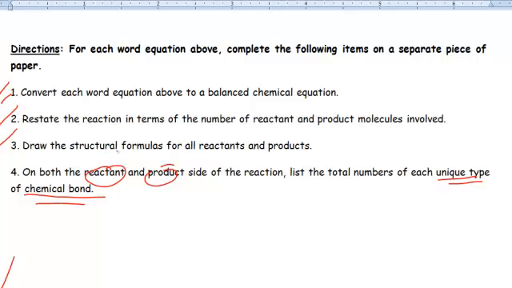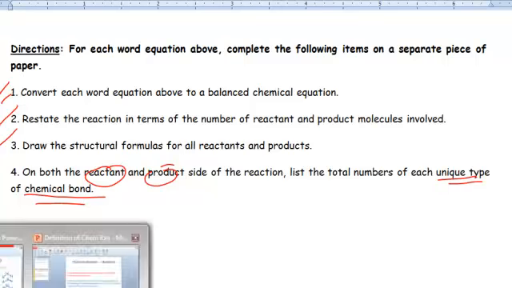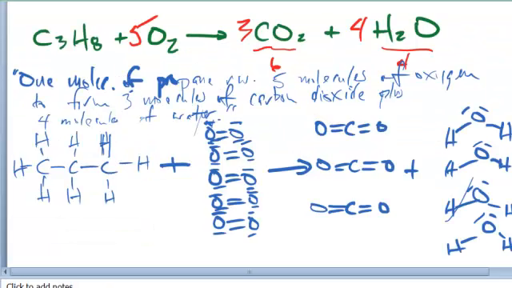Okay, so we've drawn the structural formulas. Now we need to identify the unique chemical bond types. All right, so we're kind of like little chemical taxonomists. We're going to go and try to identify these different types of bonds.